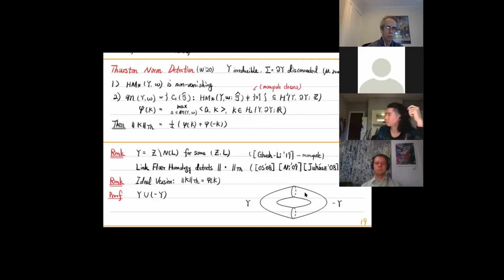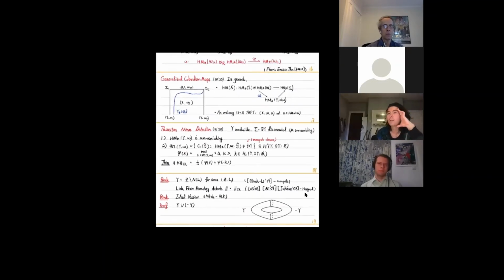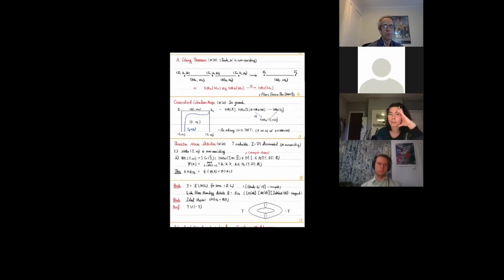So this is everything I want to say about properties. To summarize, our Floer homology categorifies the mu-neutral torsion invariant. It has a pretty nice TQFT structure, and it detects the Thurston norm when the three-manifold is irreducible and the boundary is disconnected. Let me pause for questions.